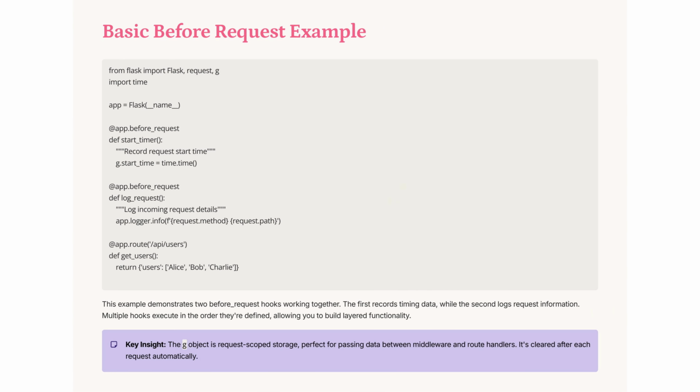In this example, two before_request hooks are used. The first hook records the request start time using g.start_time, while the second logs the request method and path. These hooks execute sequentially, enabling layered functionality. The g object serves as request-scoped storage, ideal for sharing data between middleware and route handlers, and is cleared after each request.